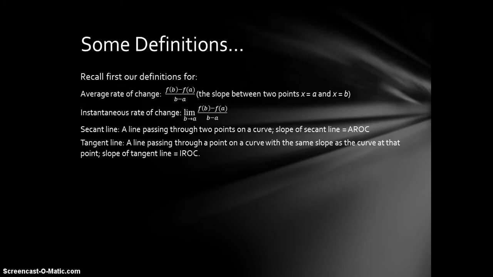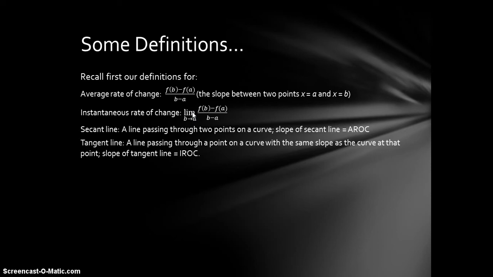Some definitions. First, we will recall our definitions for average rate of change, which we studied in our lab. Average rate of change is just like slope between 2 points, x equals a and x equals b, and the formula is f of b minus f of a over b minus a. The instantaneous rate of change is what happens as the point b approaches the point a. When we consider that, we consider the idea of the limit. The instantaneous rate of change is the limit as b approaches a of f of b minus f of a over the quantity b minus a.